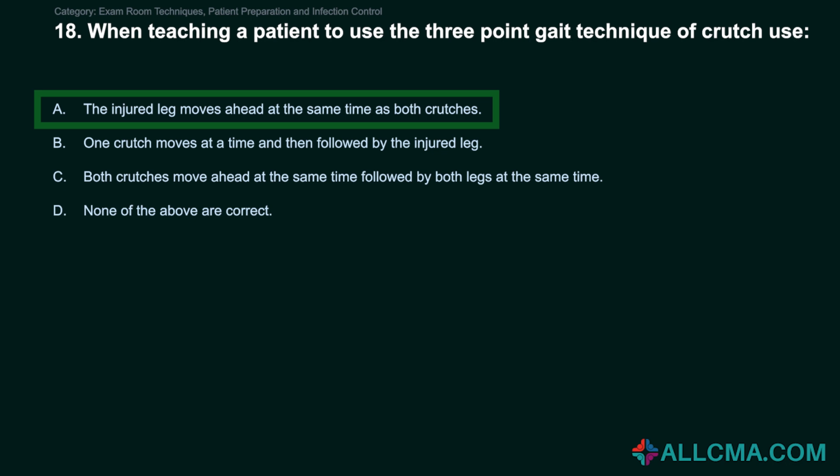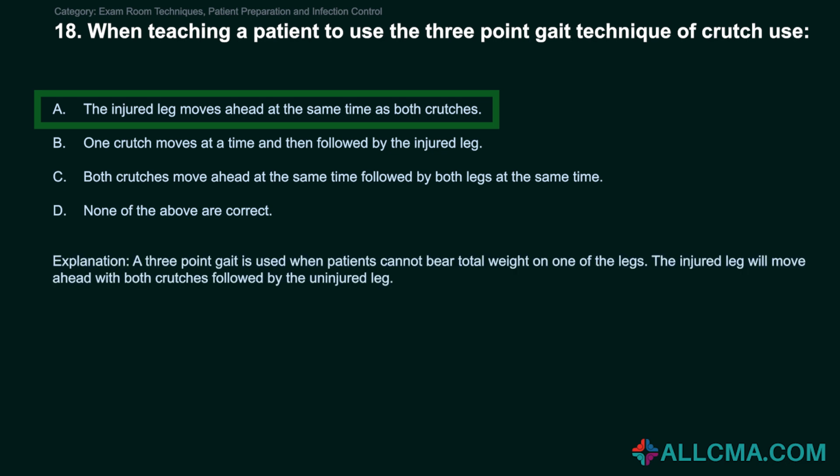Correct answer: the injured leg moves ahead at the same time as both crutches. A three-point gait is used when patients cannot bear total weight on one of the legs. The injured leg will move ahead with both crutches followed by the uninjured leg.